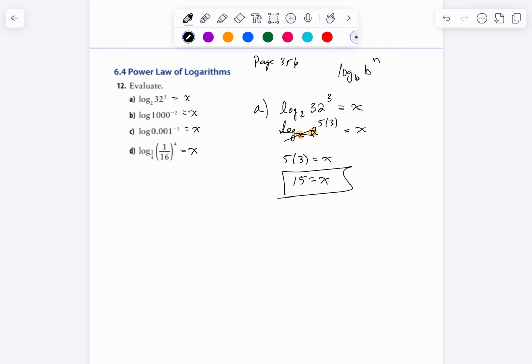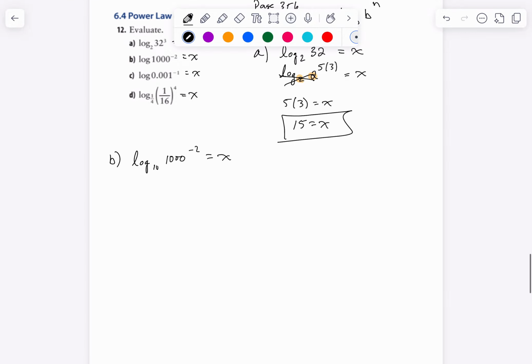Okay, so for b, log, now again, they didn't list what the base was here, so it's 10. Log of 1,000 to the negative 2 is equal to x. So our job is to write 1,000 with a base of 10. So I get log base 10 of 10 squared times negative 2 is equal to x. Log base 10 and the exponential with a base of 10 drop out. You're left with 2 times negative 2 is equal to x, and so x is going to equal negative 4.